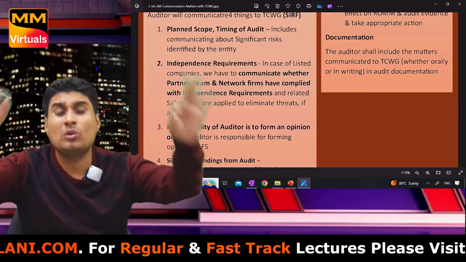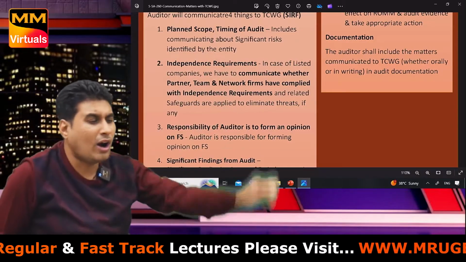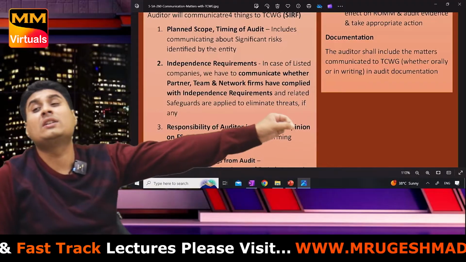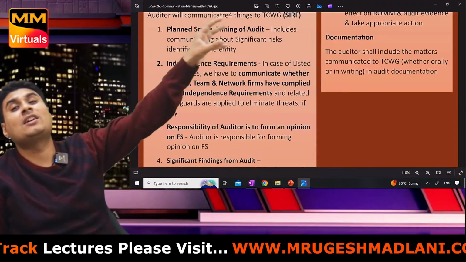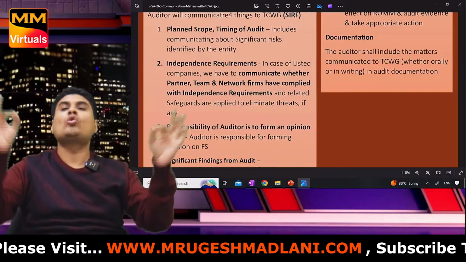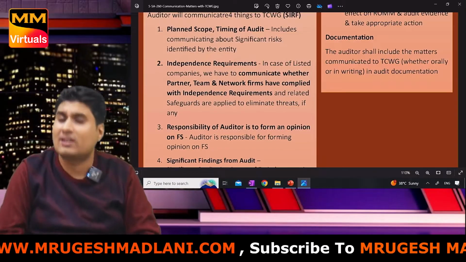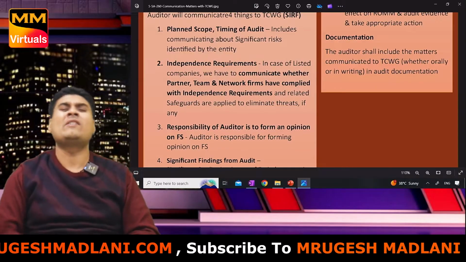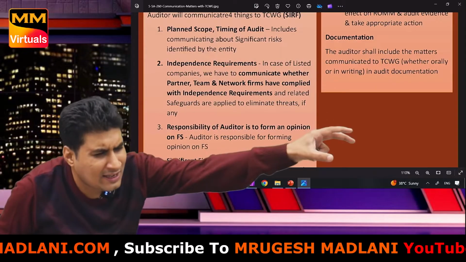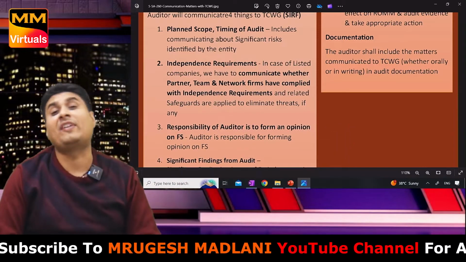Very simple. Communication. Significance of communication with TCWG. First question: what will the auditor communicate with those charged with governance, the independent directors? What will you tell them? SIRF. Number 1, plan, scope and timing of audit. In that I will tell all the significant risks. I: Independence requirement. R: Our responsibility is to form an opinion on the financial statement. F: Significant findings from audit.